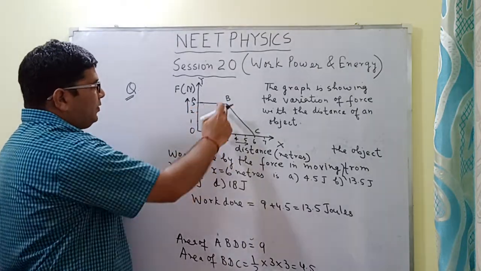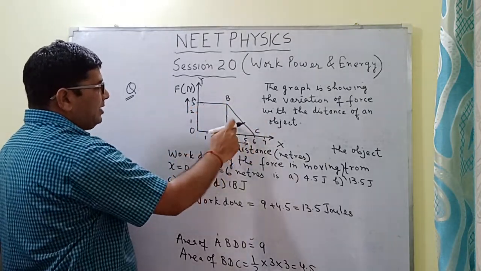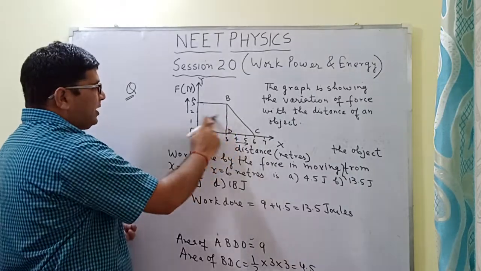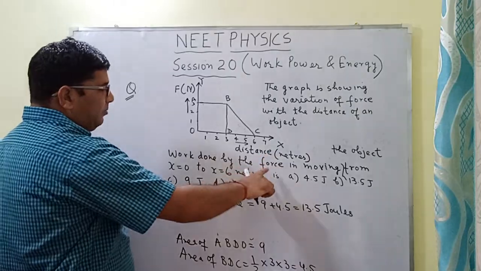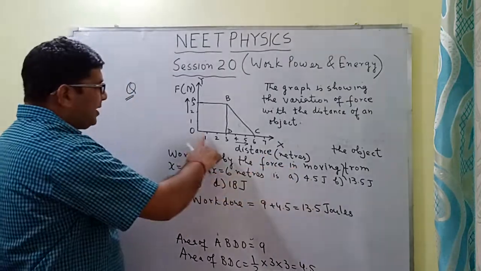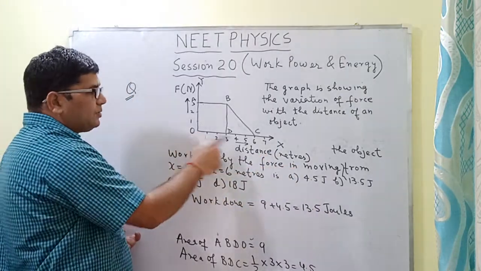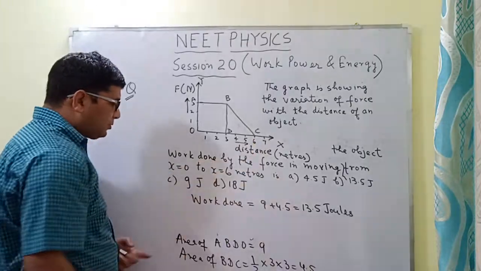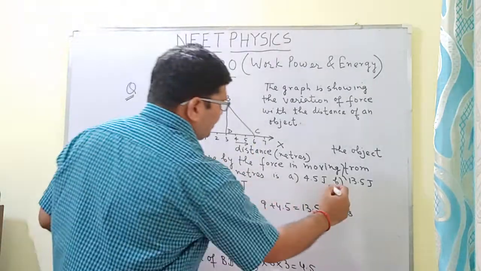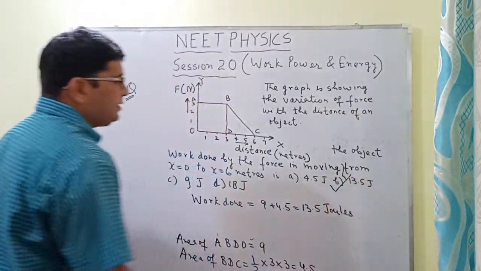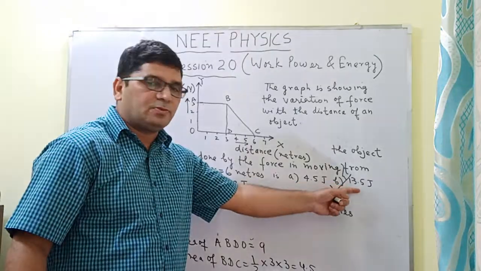So similarly, if I just calculate the area of this figure, this will be giving you the total work done by the force in moving this particle from x equal to 0 to x equal to 6. So the work done will be 13.5 joules, and the correct option here is B, that is 13.5 joules.